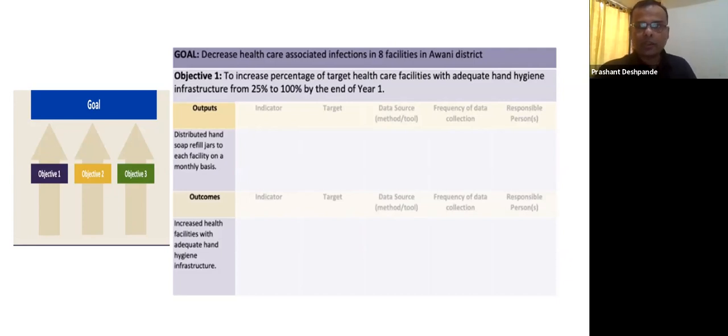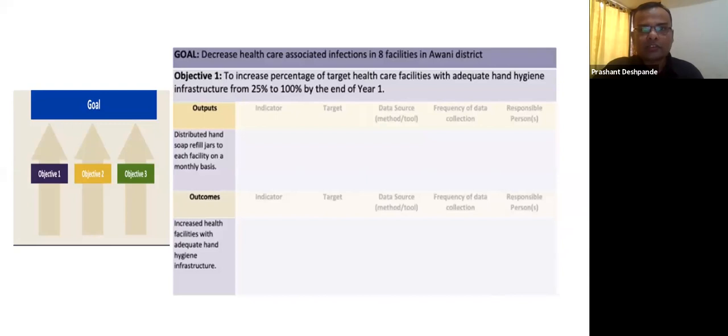So if we have to have a larger impact, then we need to decide what are the broader objectives. In this particular module, we are going to see what the objectives are, but I'm referring back to module 2, because in module 2 we saw that hand hygiene practices project, where the goal was to decrease healthcare associated infections in 8 facilities in Avni district.